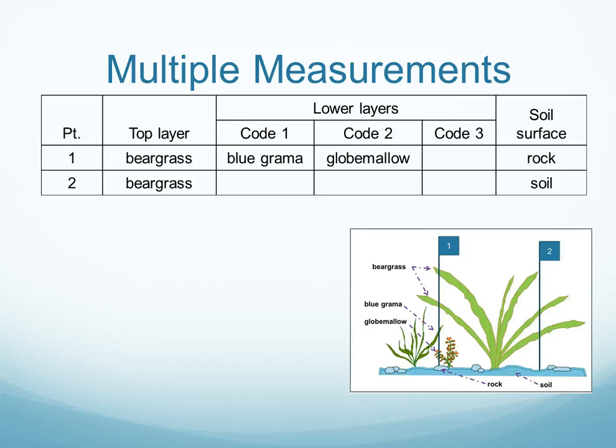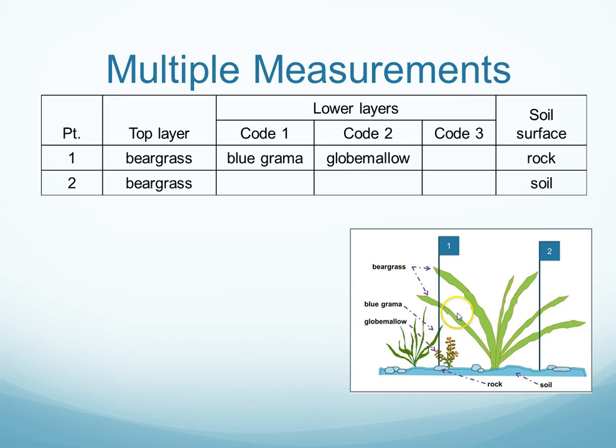So let's look at this a little more closely on how we would record this. For point number 1, because the top canopy hit was on bare grass, that is recorded here. Now, the lower canopy layers, if there are hits on other species in lower layers, there's room for that to be recorded as well. And we record blue grama and globe mallow because those were hit subsequently to the top canopy hit.